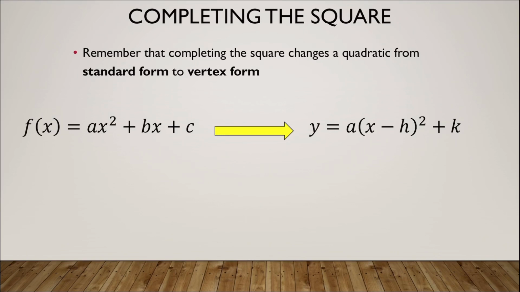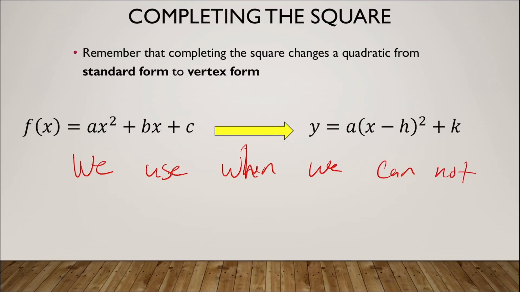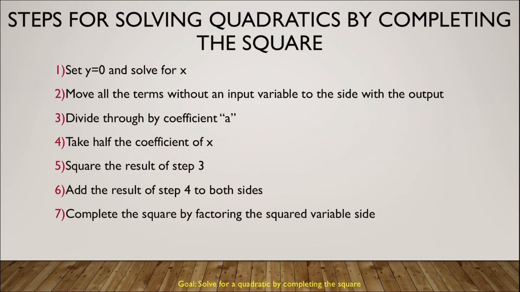So remember, completing the square is going from standard form to vertex form. We use this when we cannot factor. Okay, so here's our steps.